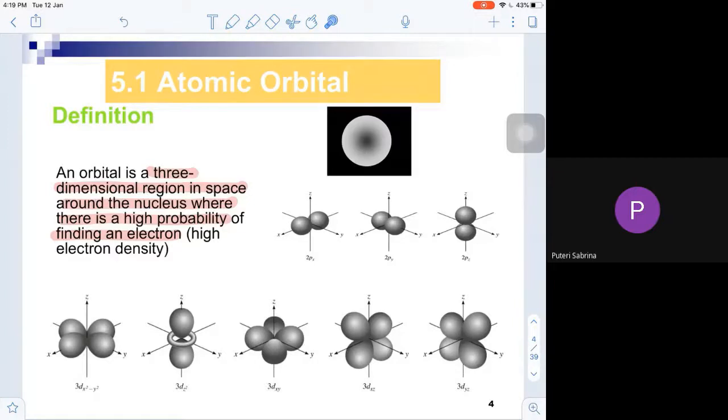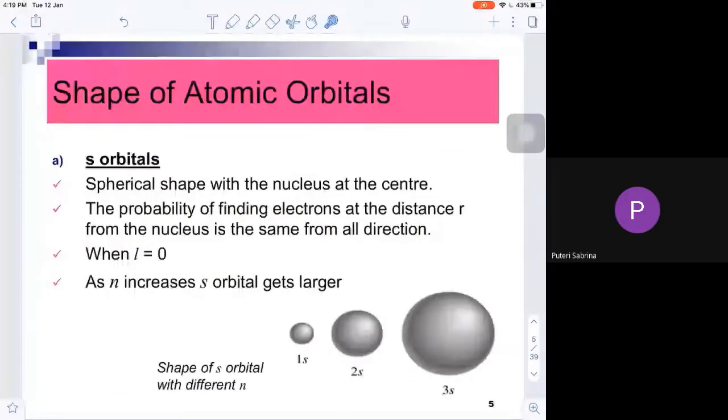There are four types of atomic orbitals, but we will discuss the three types that are covered in our syllabus. Let's look at the first type, which is the s orbital. The s orbital has a spherical shape, the same shape as the atom, with the nucleus at the center. This is an example of the 1s orbital.